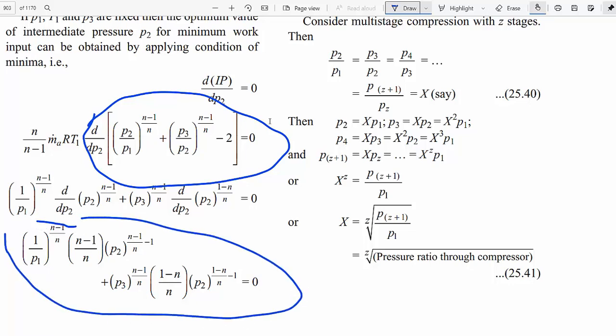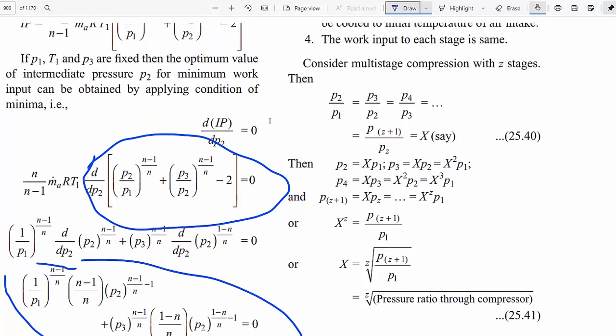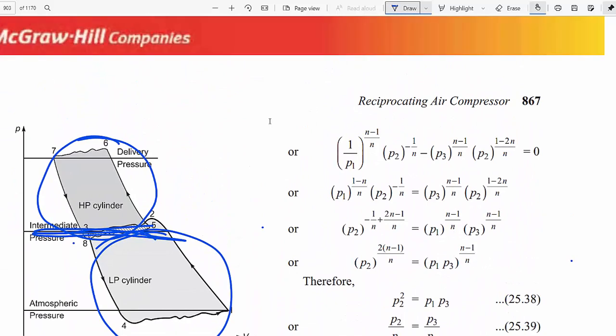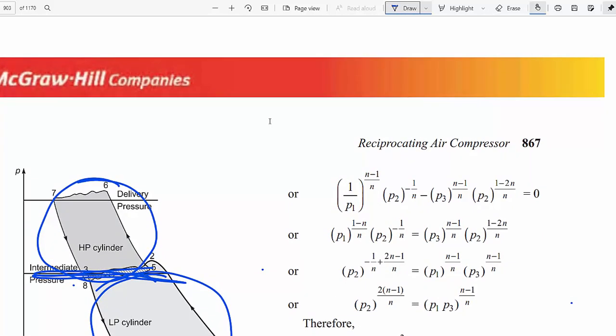Then the simplification is only the balance, the simplification process. 1 by P1 power n minus 1 by n, P2 power minus 1 by n, minus P3 power n minus 1 by n into P2 power 1 minus 2n by n equal to 0. And small calculations. Then P1 term 1 minus n by n, P2 power minus 1 by n, is equal to P3 power n minus 1 by n, P2 into 1 minus 2n by n.